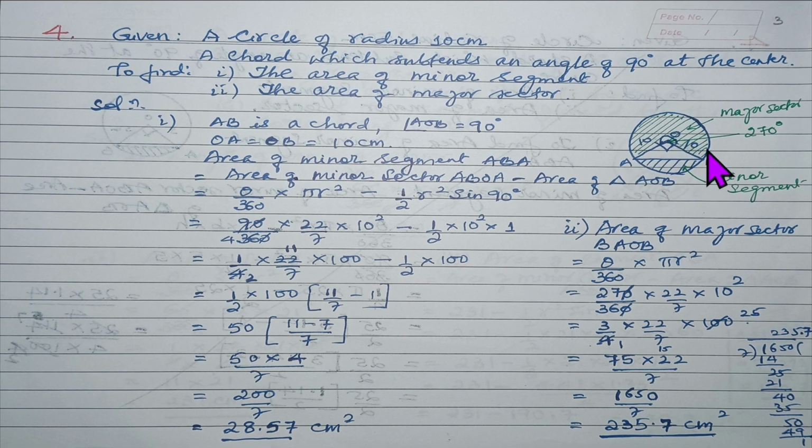Now to find the area of the major sector, that is BAOB, the simple thing is theta by 360 into pi r square, but here theta is 360 minus 90, that is 270. So 270 by 360 into 22 upon 7 into 10 square, simplifying we get 75 into 22 by 7, that is 235.7 centimeter square.